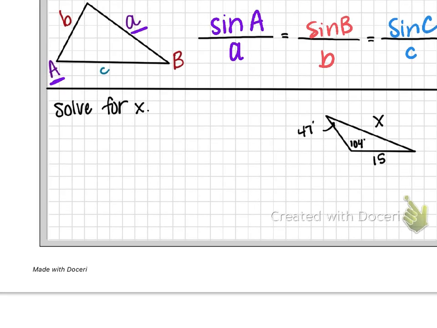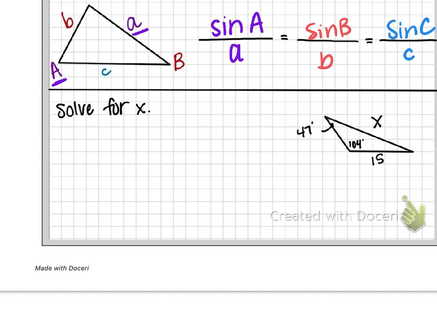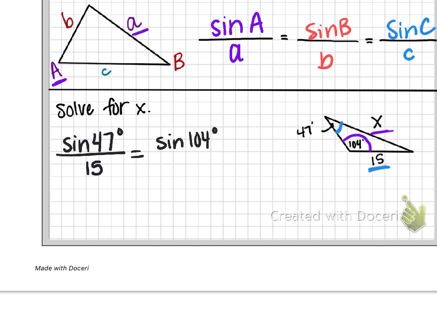So for example, this is the one that we had on the last slide. We have this 104 degrees across from side X, and we have this 47 degrees across from side length 15. So we have two angles and we have two sides. One of them we have to find, but we can use the law of sines to solve this. So we're going to say sine of 47 degrees over the side across from it, which is 15, is equal to the sine of 104 degrees over the side across from it.